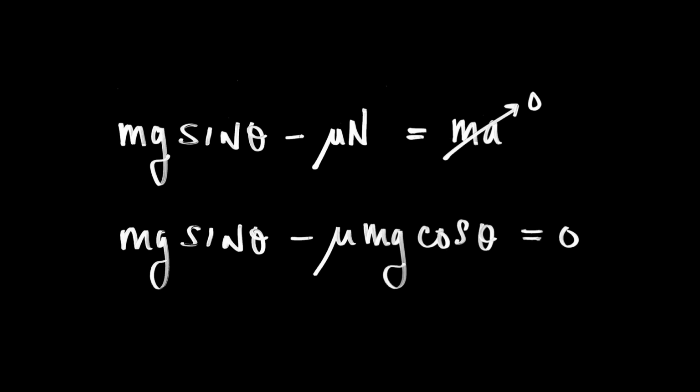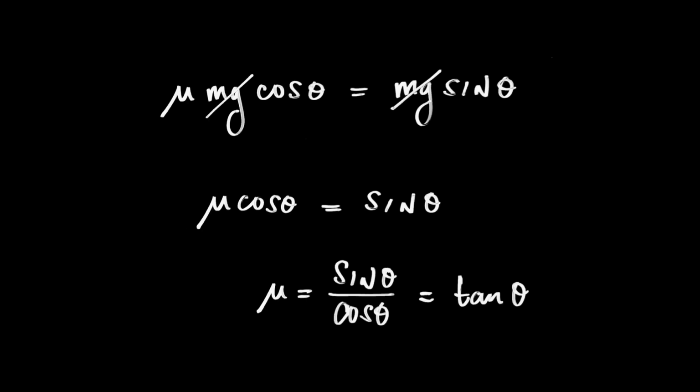Let me add this mu mg cosine theta to the other side of the equation. I just added the mu mg cosine theta to the other side, so one is equal to the other. Oops. I'm getting funny looks from the audience, and it's because I wrote my equation wrong. Whew. Is that better? Good.